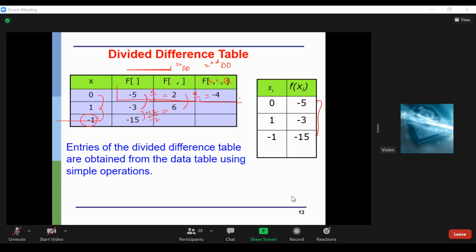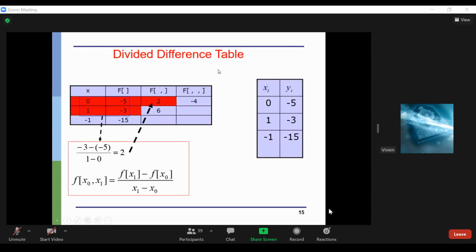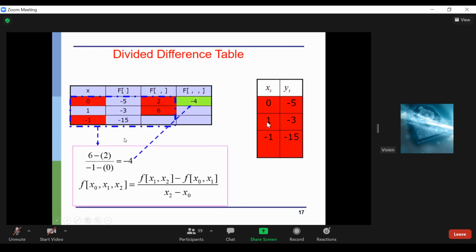So we take these as P0, P1, and P2. This is the calculation. How to get 2: minus 3 minus 5 divided by 1 minus 0, so that will be 2. Again, the second row, minus 15 minus 3 divided by minus 1 minus 1, so that will be 6. And the last column, here we have 6 minus 2 divided by minus 1 minus 0, so that will be minus 4.